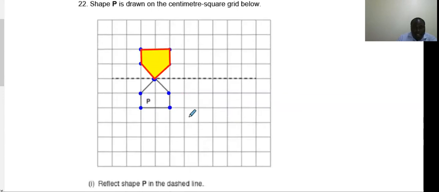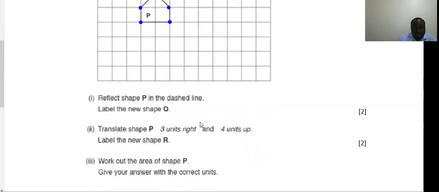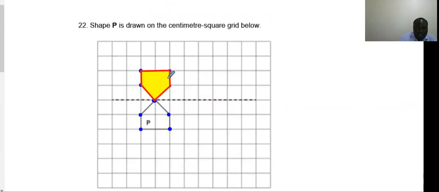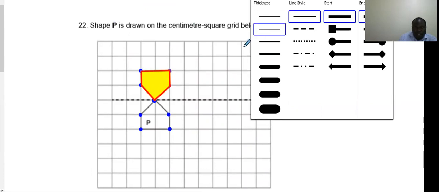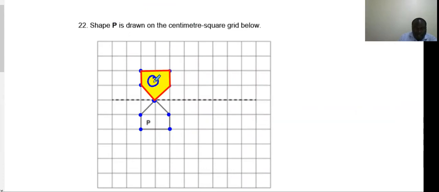And this image has to be labeled, the new shape as Q. So this is the new shape, which will be labeled as Q. Okay, that looks very, very big. So here we'll label as Q.